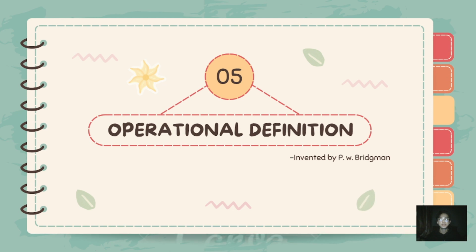So, for the last type of definition, operational definition. Operational definition was invented by Percy Williams Bridgman. Bridgman advocated that all scientific concepts should be defined in terms of performable operations. This is the technique of anchoring theoretical terms as well as dispositional terms on the plane of observation. There are two types of operational definition.